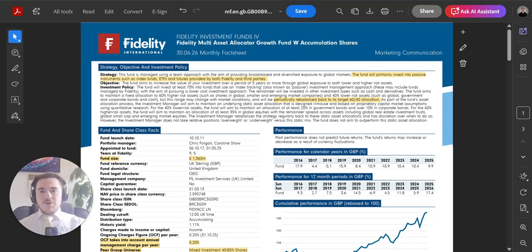But to note on the fund manager's strategy, the fund will primarily invest into passive instruments such as index funds, ETFs, and futures provided by both Fidelity and third parties. Summarising the investment policy, overall it looks to periodically rebalance back to its target 60-40 allocation. So initially from this summary, you can see it's a 60-40 fund of funds portfolio.